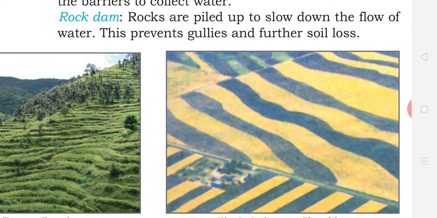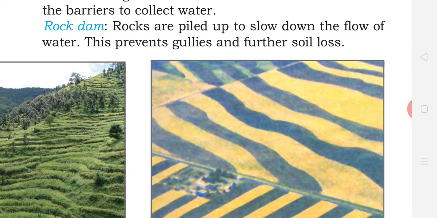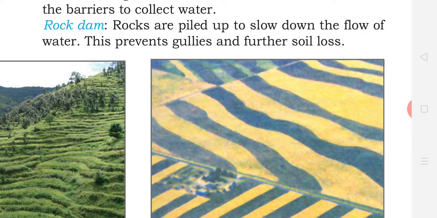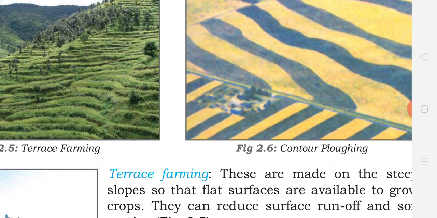Now another is a rock dam. Rocks are piled up. Piled up means here made up or collected. Rocks are collected, and a dam is made by collecting rocks. Why? To slow down the flow of water. This prevents gullies. Here gullies means water channels, and it prevents further soil loss also.